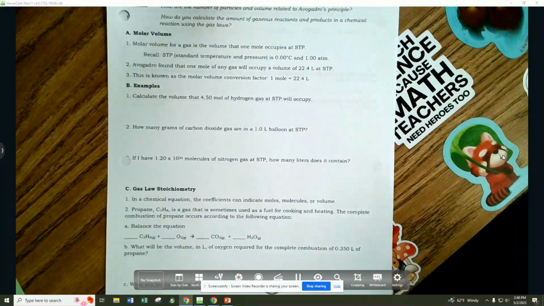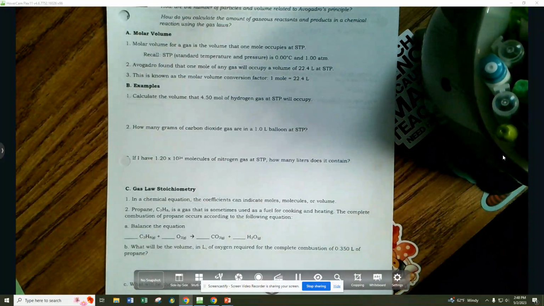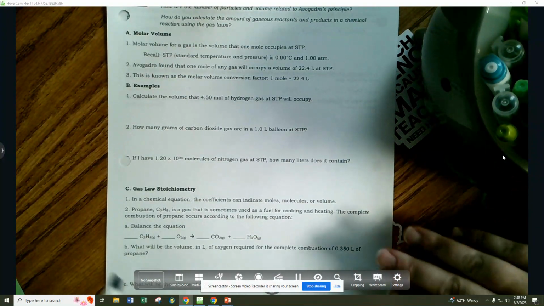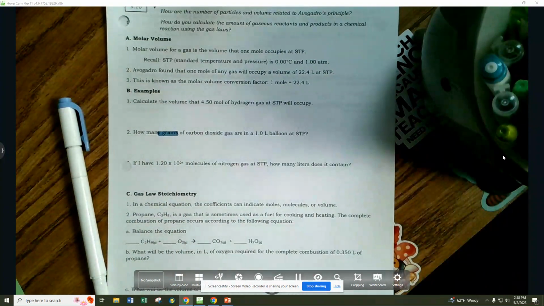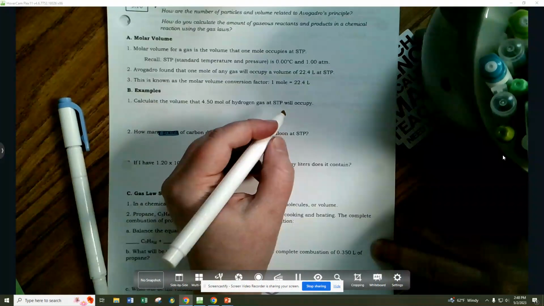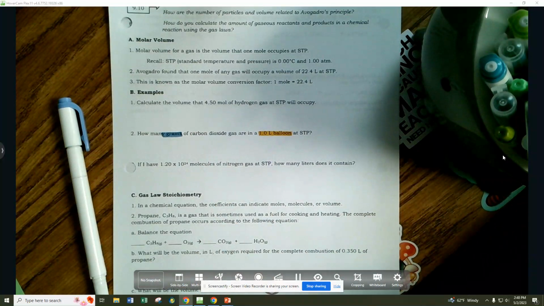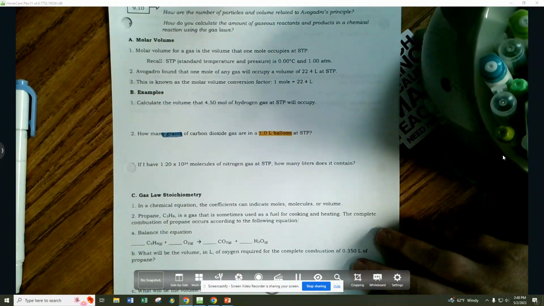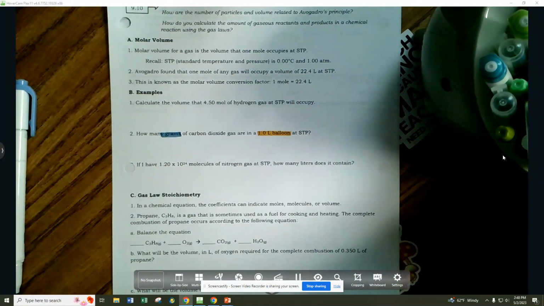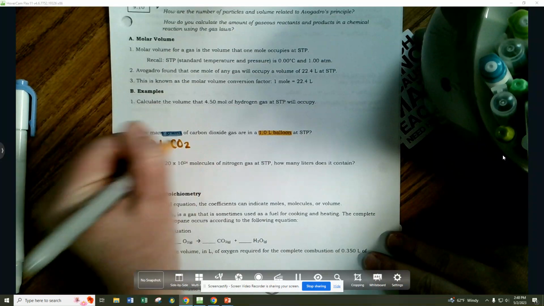And in this first set of examples, we're going to go ahead and start with number 2. When we take a look at it, it says how many grams of carbon dioxide. So we know that we're solving for grams. And it says here are in 1 liter balloon at STP. So the STP just tells me that molar volume is held true because it's being held at 0 degrees Celsius and 273 Kelvin. Okay, so for my setup here, I'm going to go ahead and take my 1 liter, and I'm also going to include that this is 1 liter of carbon dioxide, CO2.